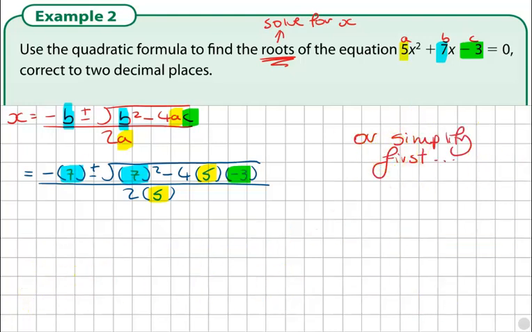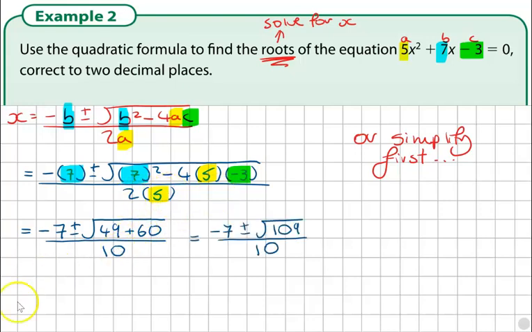Or we could have simplified first. So minus bracket 7 bracket is minus 7. And then 7 squared is 49. Minus 4 by 5 by minus 3 is 60. And 2 by 5 is 10. And then 49 plus 60 is 109.